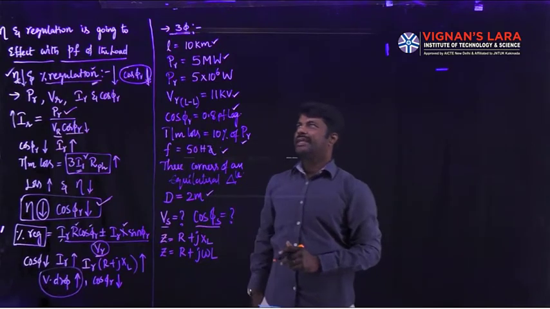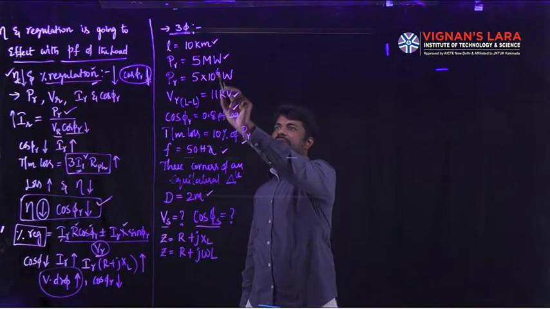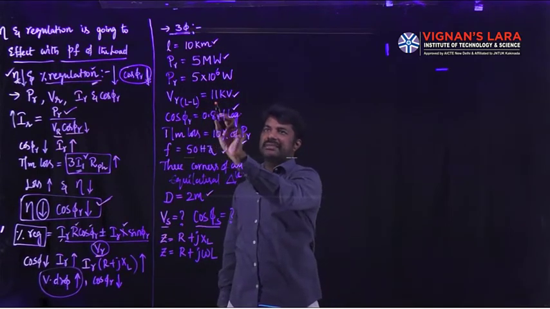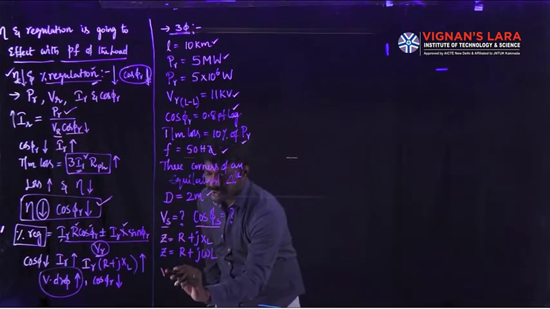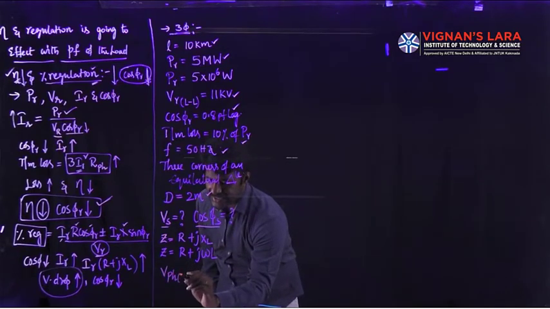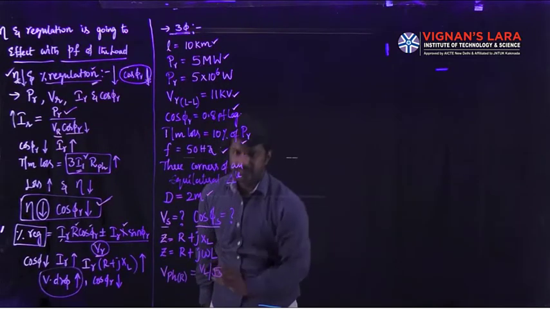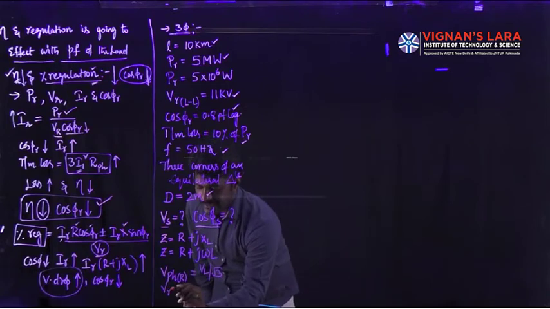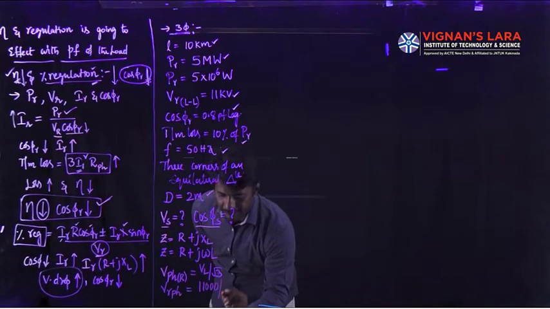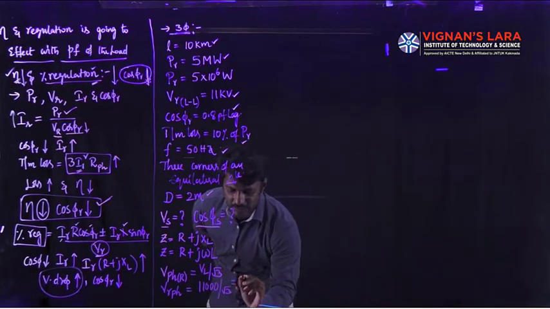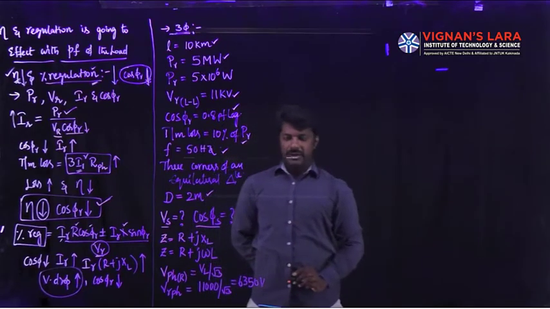So coming to here, the length is 10 kilometers, that is 10,000 meters, and the power value is 5 megawatts, 5 into 10 power 6. The line voltage is given as 11 kV. Here the required conversion is to be done, that is the phase voltage is to be calculated. The phase voltage on the receiving end side is equal to VL by root 3. That is, receiving end voltage on per phase basis VR is equal to 11 kV, that is 11,000 by root 3, which is equal to 6350 volts.